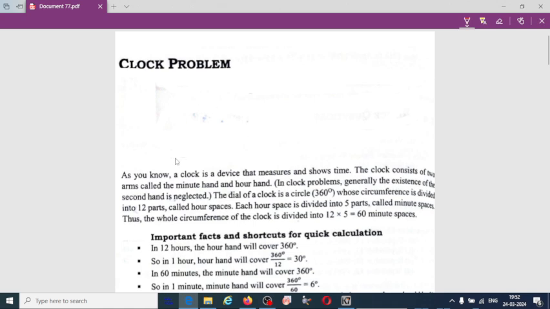Clock related problems for the preparation of CSIR NET or KCET exam.